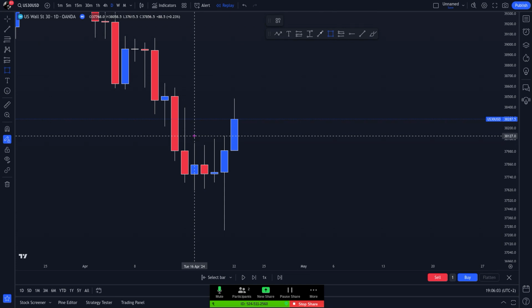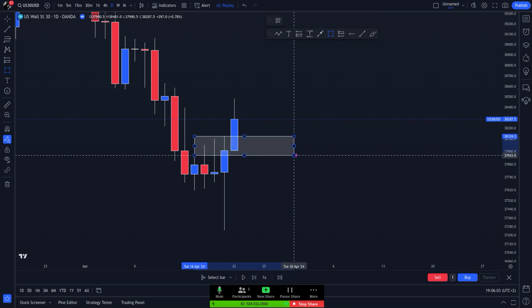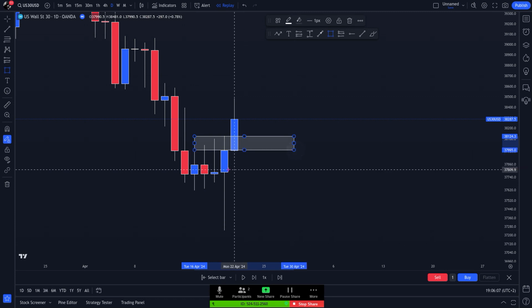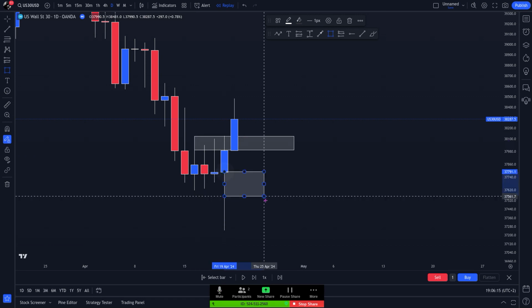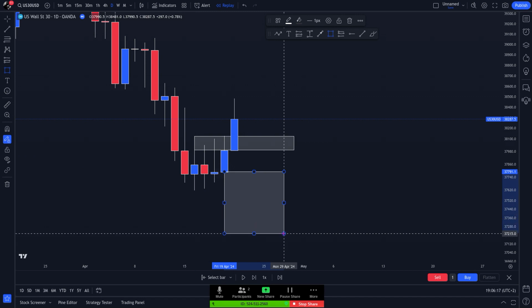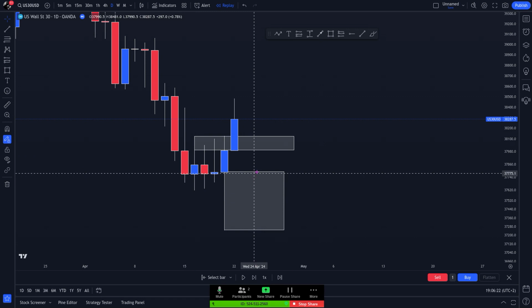So you're going to cover the top wick of the previous candle. And then what you're going to do is cover the bottom wick as well. Okay, that seems okay. Just like that.